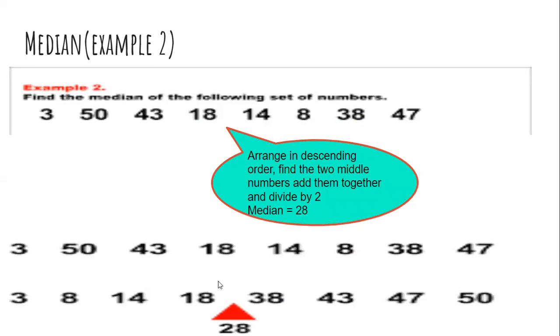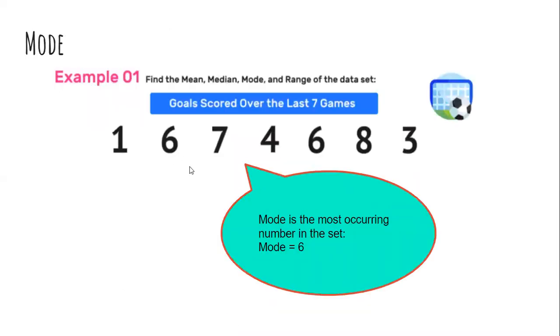We find the 2 middle numbers, add them together, and divide them by 2. In this instance, we get the number 28, and 28 becomes our median. Now, looking at our last example, we're finding the mode. The mode is the most occurring number, or the number with the highest frequency. As we can clearly see, every other number is written once except for 6, which repeats itself. So in this case, the mode becomes 6.